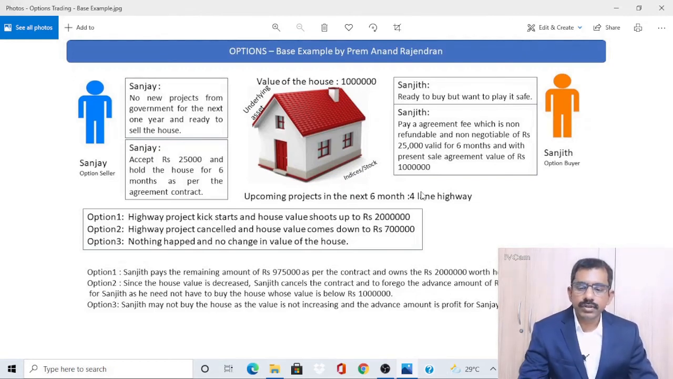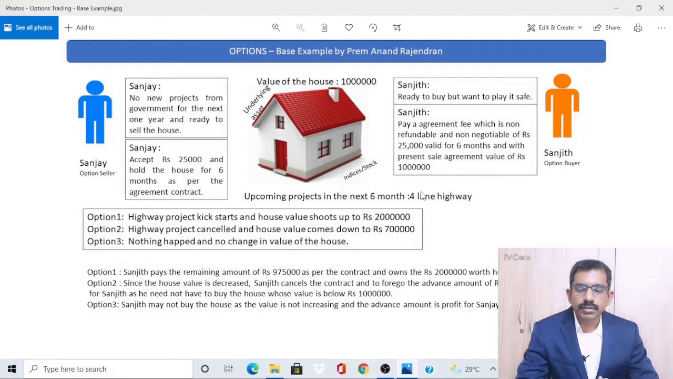Now we have three options. Option 1, highway project kickstarts and the house value shoots up to 20 lakh. Option 2, highway project cancelled and house value comes down to rupees 7 lakh. And option 3, nothing happens and there is no change in the value of the house. In all three options, what will be the decision of Sanjeet is what we have to look at now.